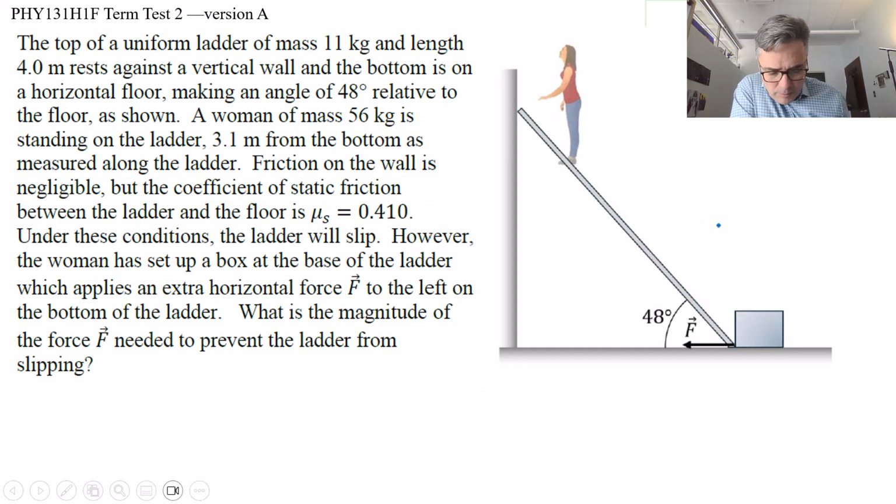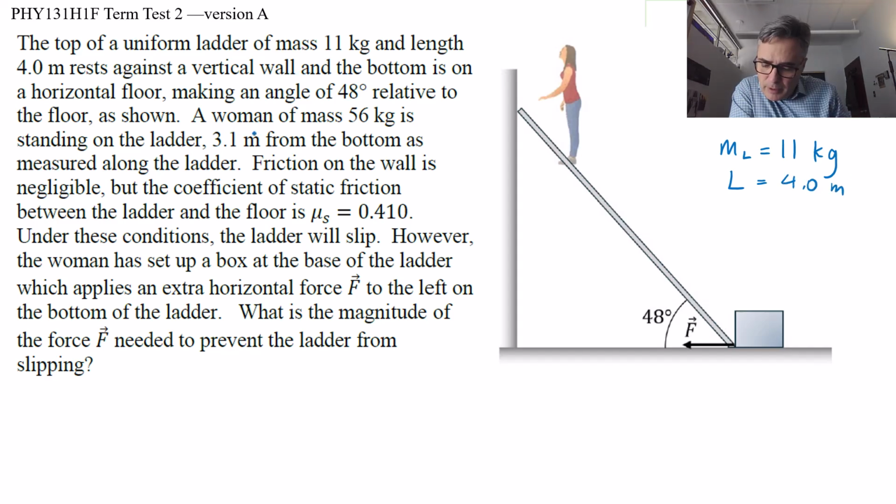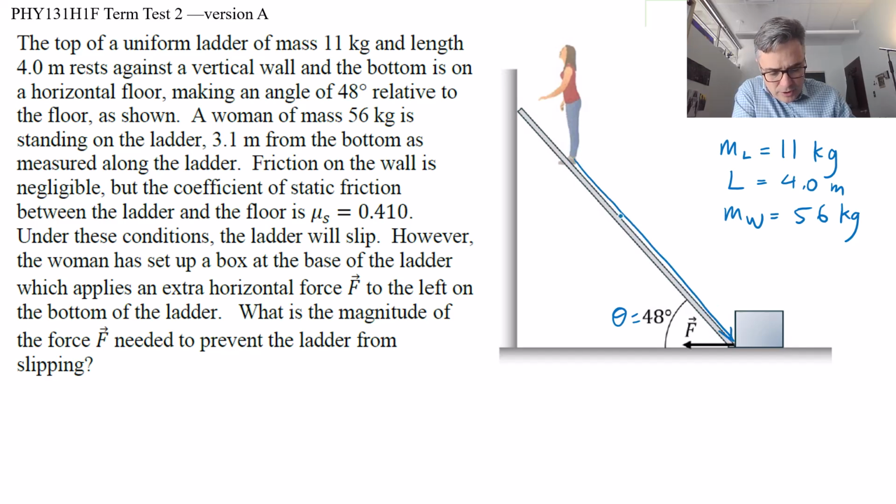The top of a uniform ladder of mass 11 kilograms, so we're going to put that M_L equals 11 kg, and length L, so I'm going to call L the length of the ladder, 4.0 meters, rests against a vertical wall. The bottom is on a horizontal floor making an angle, I'll call it theta, of 48 degrees relative to the floor. A woman, I'm going to call it M_W, whose mass is 56 kilograms, is standing on the ladder 3.1 meters from the bottom as measured along the ladder. So I'm going to call this distance D, where D here is 3.1 meters.